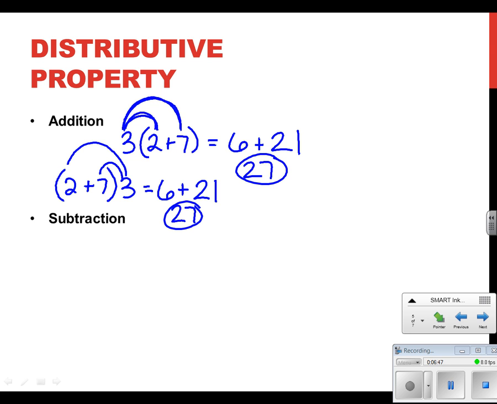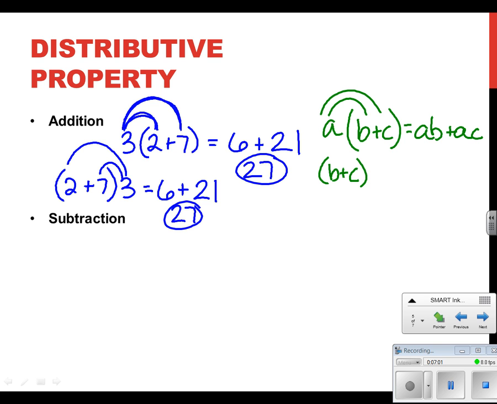Using algebra, A times B plus C. Distribute. You get A times B plus A times C. The same is true for if the A was on the other side of the parentheses. You get A times B plus A times C.